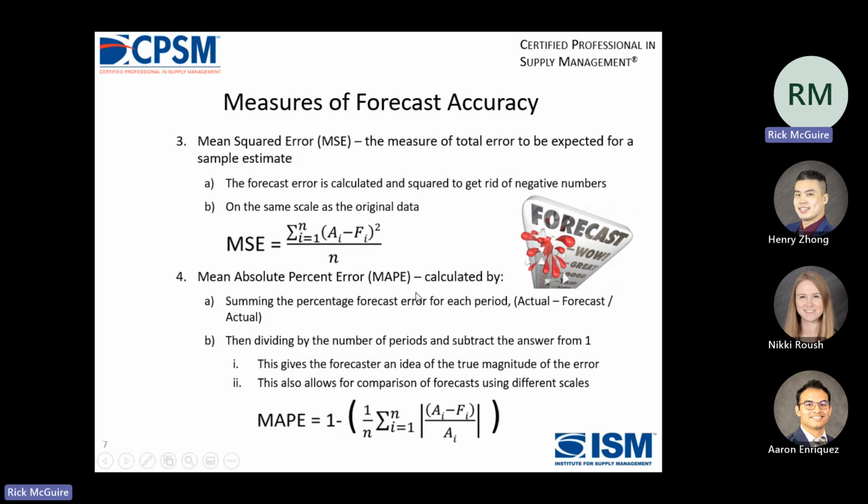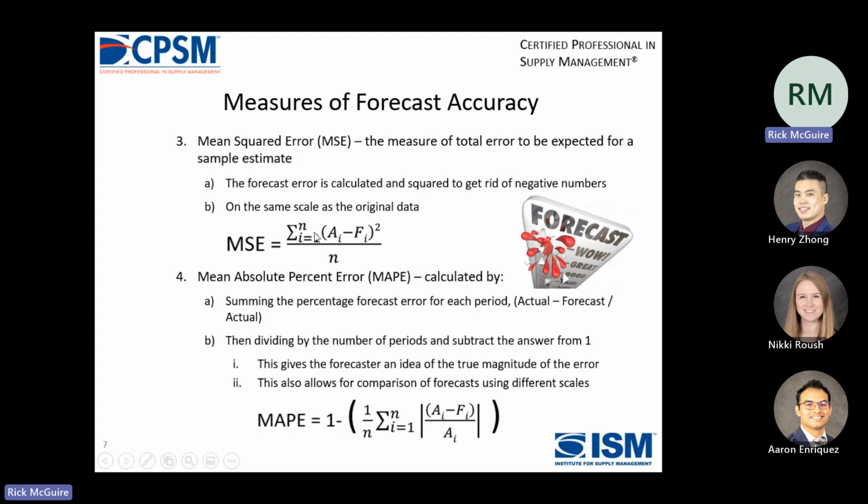And then there's the MAPE, the last one I think we're going to look at. Summing the percentage forecast error for each period. So actual minus forecast, which is the same as you got here, divided by actual. So you're dealing with a percentage instead of a raw number. Then dividing by the number of periods like you do here, and subtract the answer from 1. This gives the forecaster an idea of the true magnitude of the error because you're dealing with percentages. It also allows for comparison of forecasts using different scales.